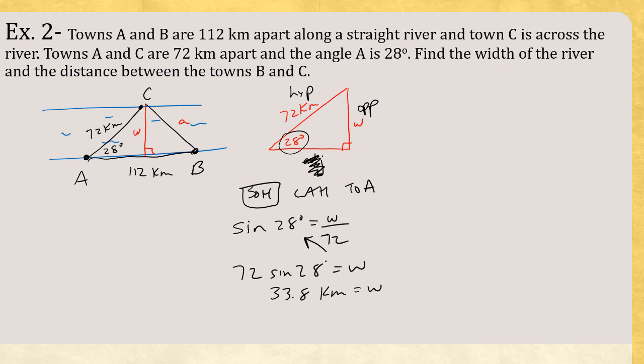All right, so that was finding the width. Now we need to find, well, I'll use a different color here. I'll use blue. We need to find the distance between C and B. So basically, I'm going to be using this whole triangle. So I know this is 28 degrees, I know that is 72 kilometers, I know that is 112 kilometers, and that's C and B. I need to find the distance between C and B, which means I'm finding distance A.